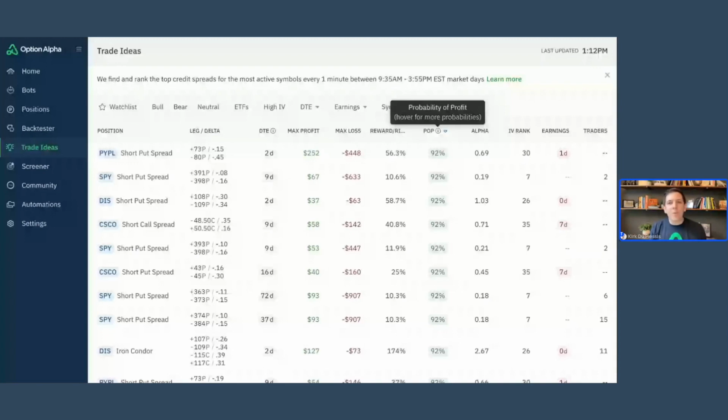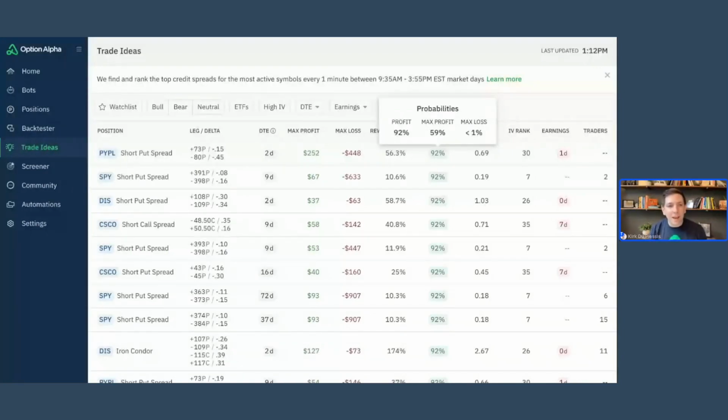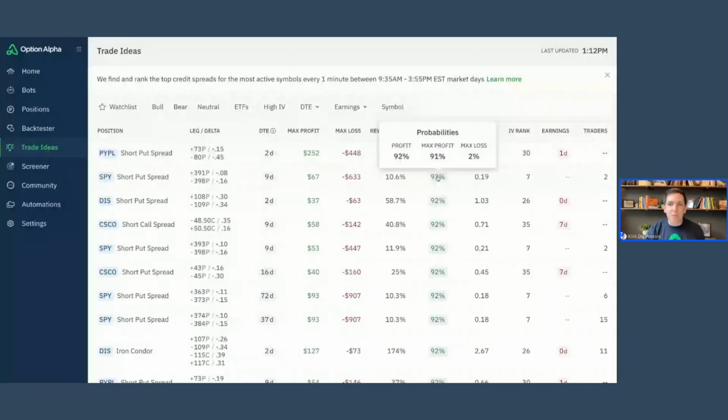So look, probability of profit is the probability of making $1 on the position. If you get into positions that are very short days to expiration, those probability of profits are going to shift very quickly because it's a short duration trade, right? There's very little time to go. And that means that very small underlying moves are going to create a magnified or amplified effect on probability of profit.